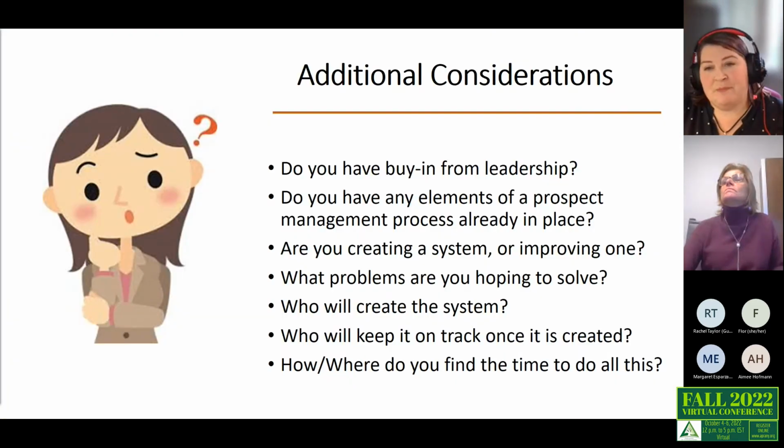Other things that every shop needs to think about. Some of you are going to be building your project management systems from the ground up. Others are going to be building upon elements of the system that are already in place. And without buy-in from the top, you can do this, but it's going to be done more slowly, small piece at a time.